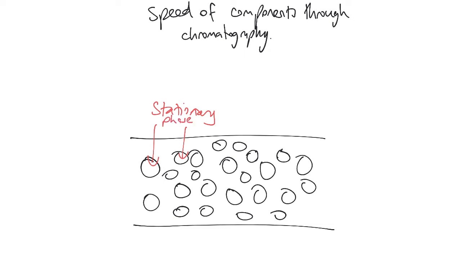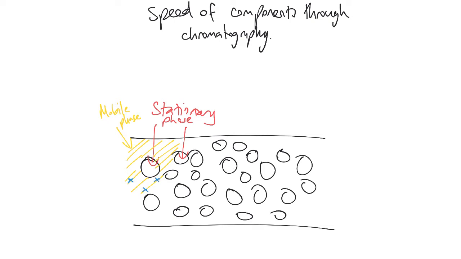Effectively you've got a mobile phase, which is all of that area there, which I'm not going to shade in. So the mobile phase is the stuff around the stationary phase, which also flows through the column. The components go through both phases. I'm going to use little X's or stars to show these components going through them.